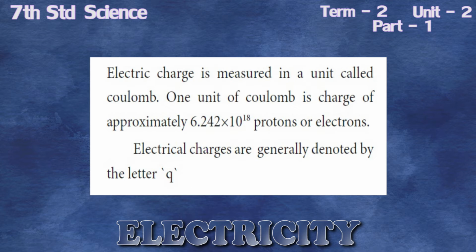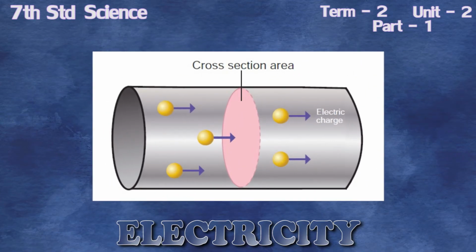So, electric charge is denoted by a small letter q, and 1 coulomb is equal to 6.242 into 10 to the power 18 protons or electrons. The flow of electric charges constitutes electric current.